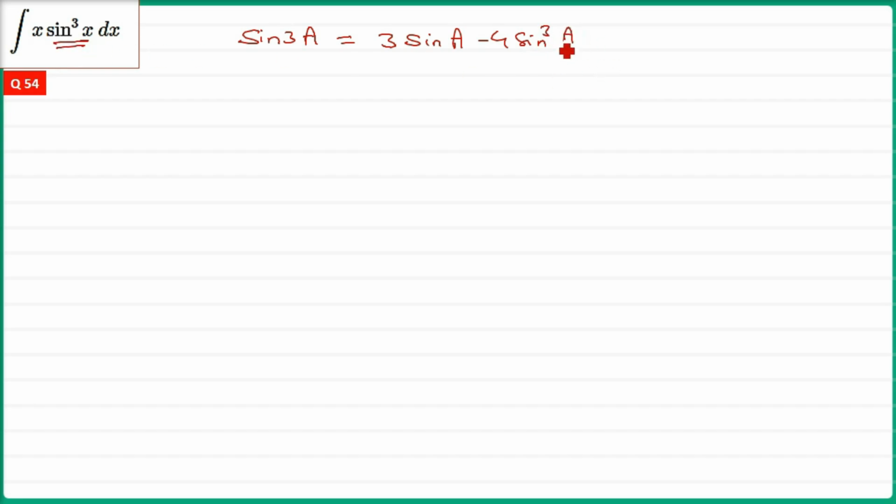Now sine cube x is there, so let me replace everything by x because we are dealing with that only. From here sine cube x will be what? It will be 3 sine x minus sine 3x divided by 4. So I am writing this and taking this 4 outside, and this is the final replacement content which we have to put there in the integration.